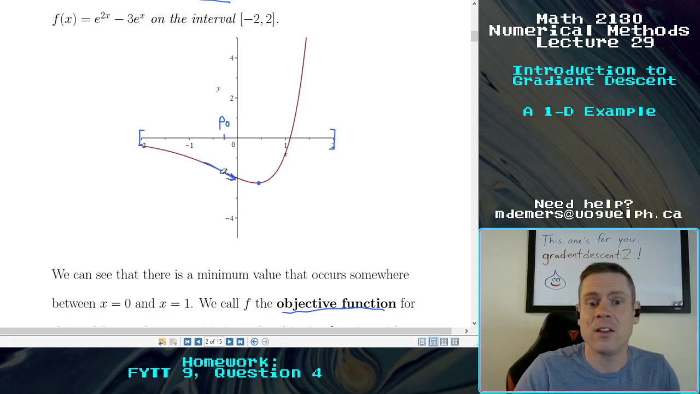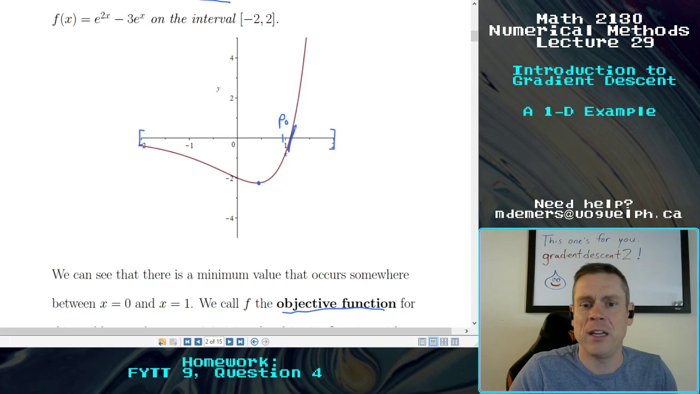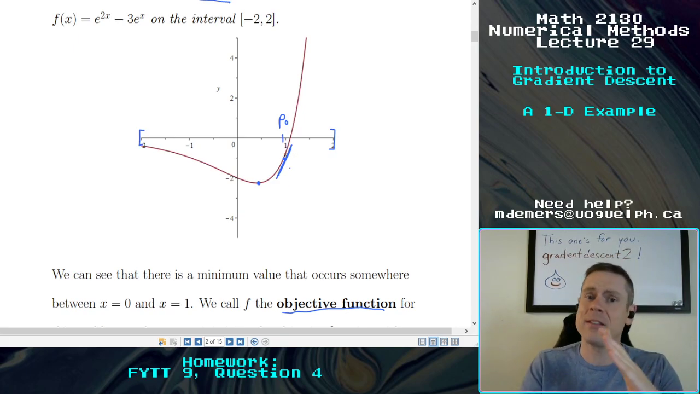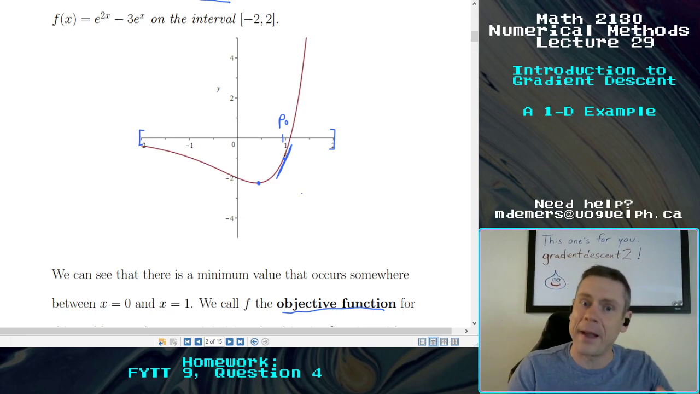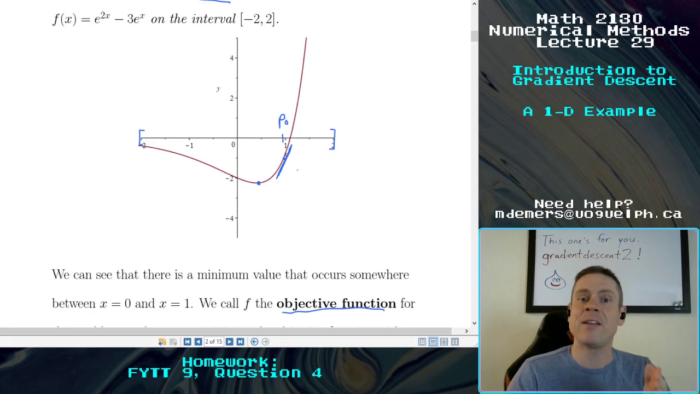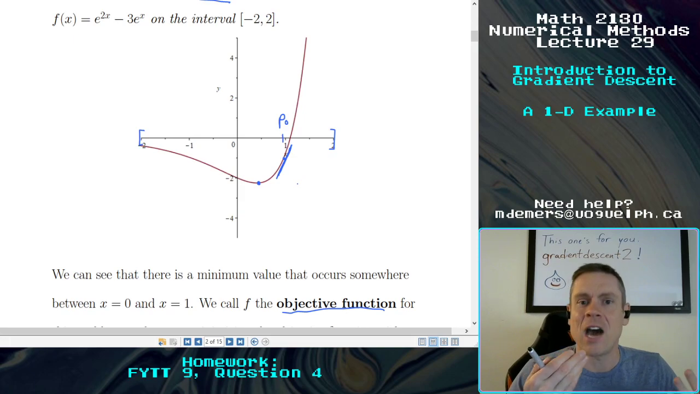On the other hand, suppose my p0 was defined to be over here. I want the derivative at p0, which would be the derivative at this point right there, and we can see that the derivative there is positive. Because it's positive, it's coming up from a minimum point, which means that if I had to make a next guess, it should be a step backward. And this is kind of how it's going to work.